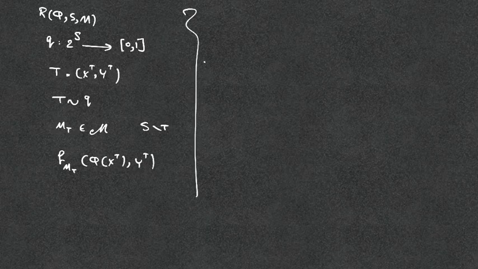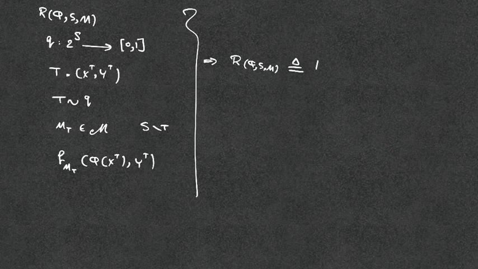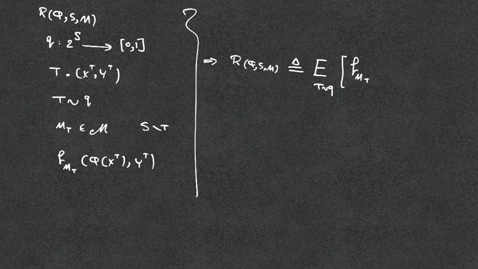With all this in mind, they define the representation bias of phi in S with respect to M as the average, the expected value of the subsamples T, their evaluation result, like this.